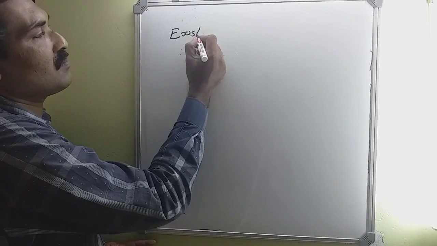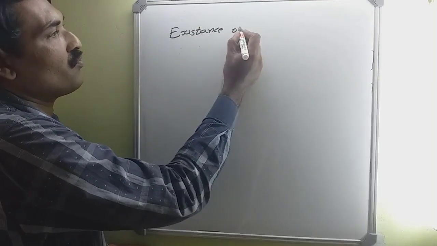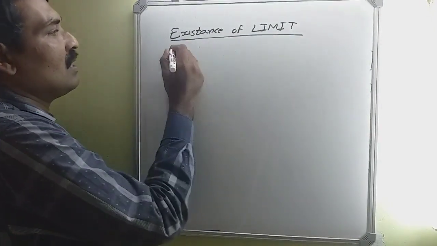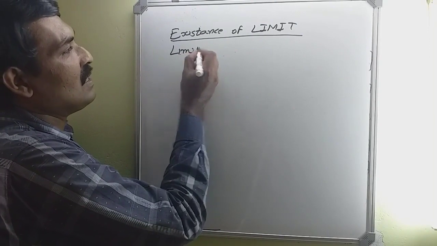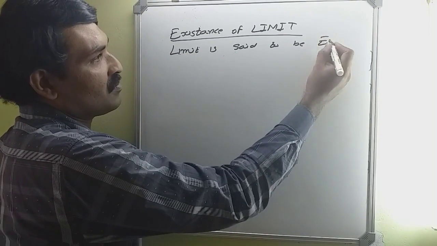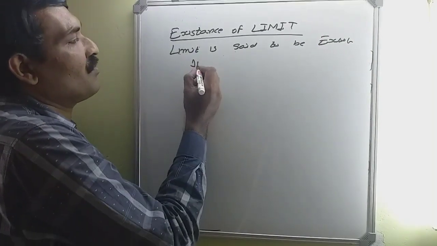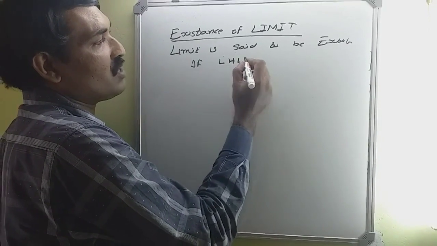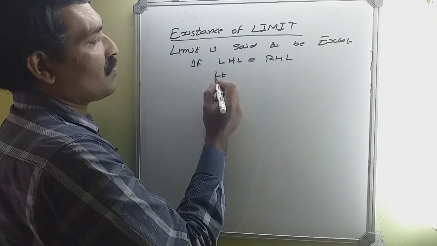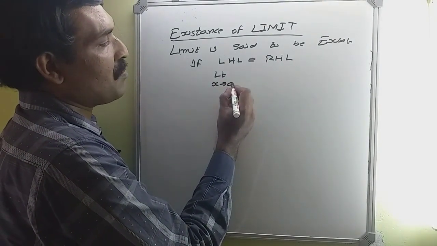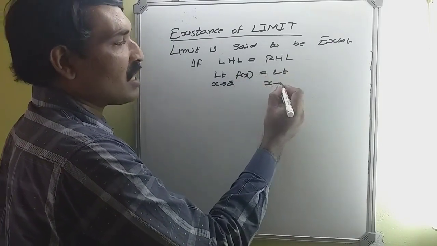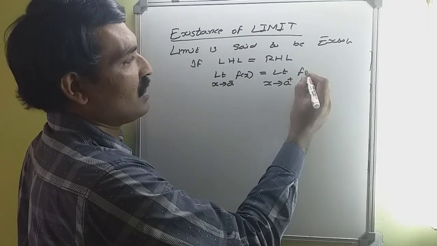Existence of limit. A limit is said to exist if the left hand limit is equal to the right hand limit. That is, limit x tends to a minus of f of x is equal to limit x tends to a plus of f of x.